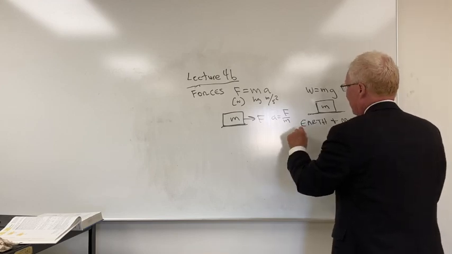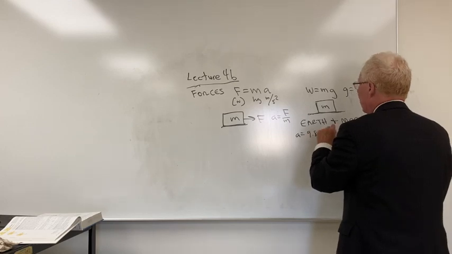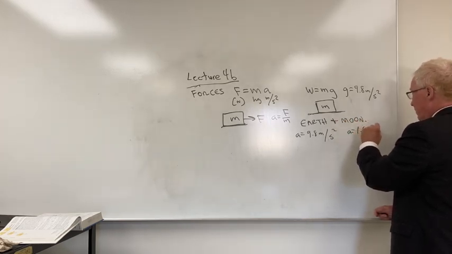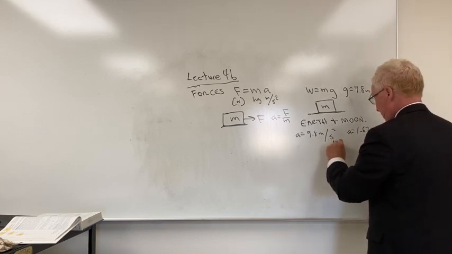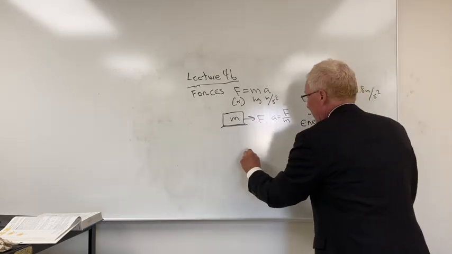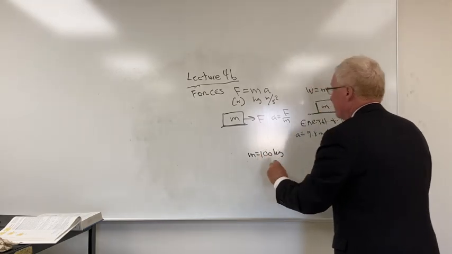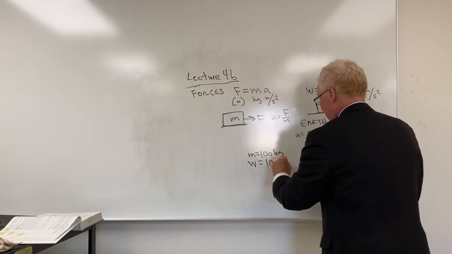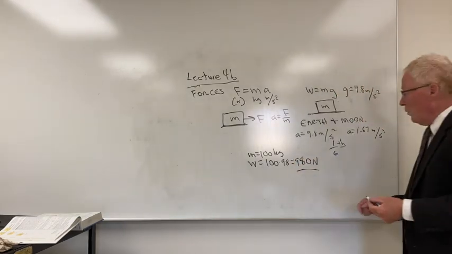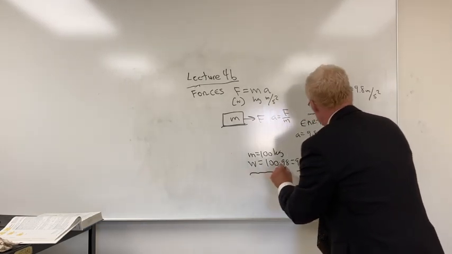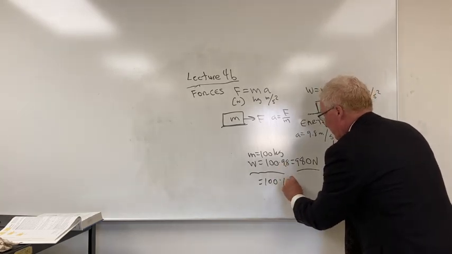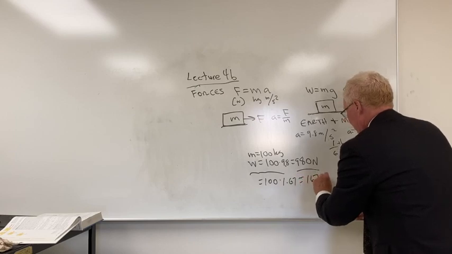On Earth, the acceleration of gravity is 9.8 meters per second squared, while on the Moon, the acceleration is about 1.67 meters per second squared. So it's about 1/6 on the Moon. Say on Earth we have a mass of 100 kilograms. Its weight will be 100 times 9.8, or 980 newtons. On the Moon, the mass is still 100 kilograms, but the weight would be 167 newtons.